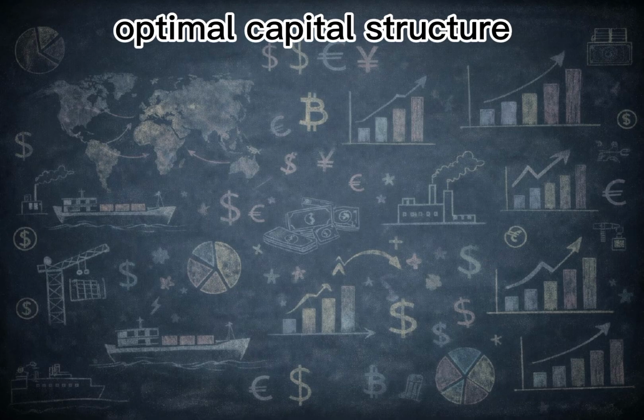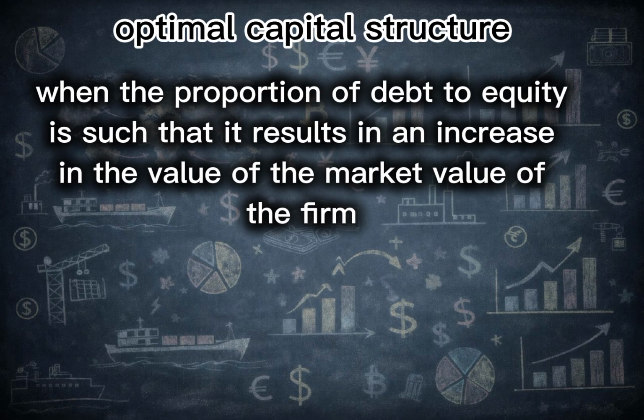And the best mix of debt and equity finances that minimizes the firm's cost of capital and maximizes its value is called the optimal capital structure. What I'm saying here is that the optimal capital structure is when the proportion of debt to equity is mixed in such a way that it will result in an increase in the value of the firm. It is a balance between the cost and benefit of a capital mix.